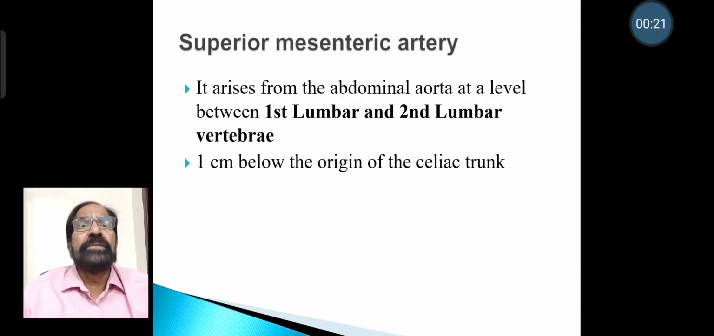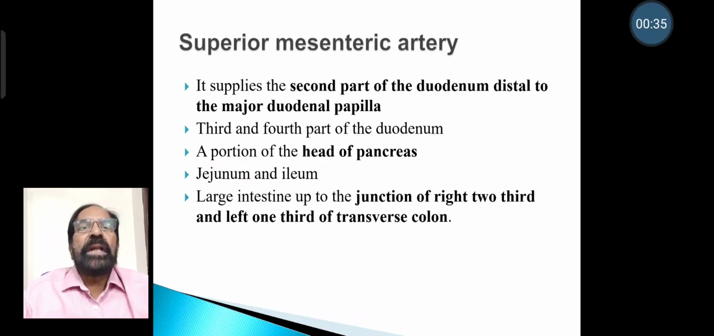It arises from the abdominal aorta at the level between L1 and L2 lumbar vertebrae, 1 centimeter below the origin of celiac trunk. It supplies the second part of duodenum distal to the major duodenal papilla, third and fourth part of duodenum, a portion of the head of the pancreas, jejunum, ileum, large intestine up to junction of the right 2/3 and left 1/3 of the transverse colon.